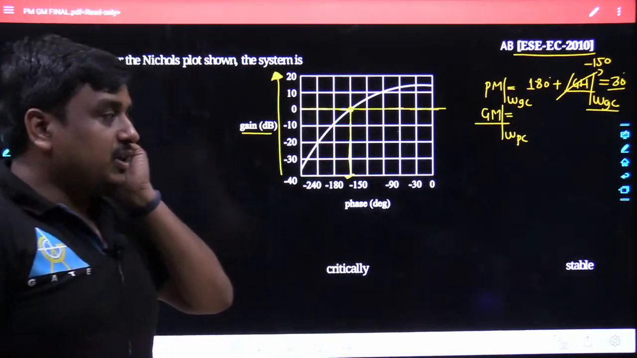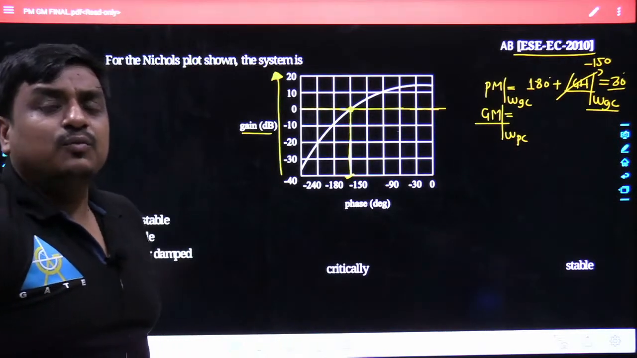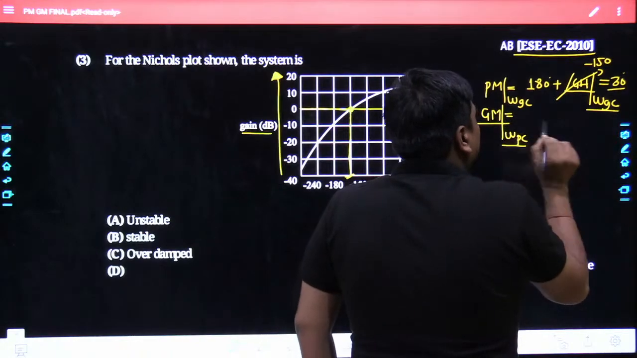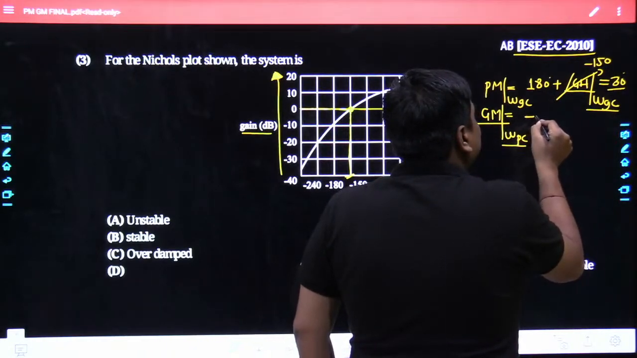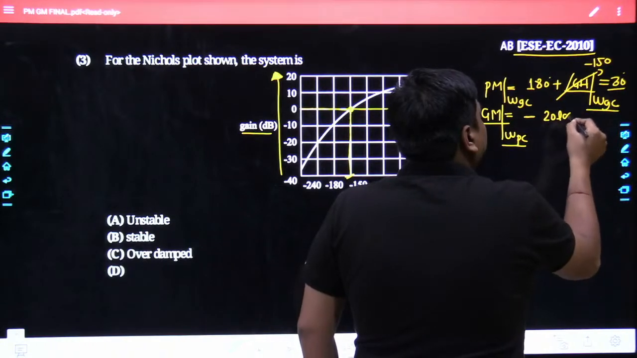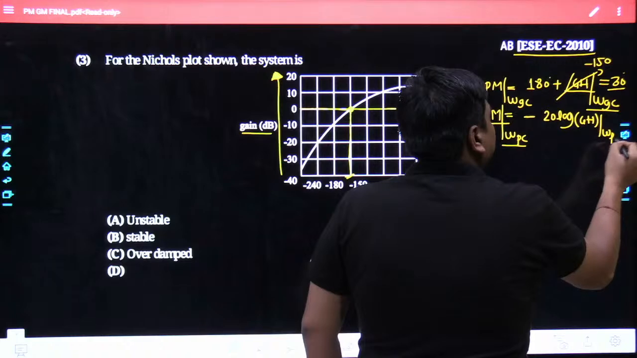Is equal to 30 degree. Agreed? Nobody should have any doubt as such. Now if we talk about the gain margin, what we had to do? In case of gain margin in dBs, we need to just multiply a minus sign with the gain offered by the OLTF at omega equals omega pc.